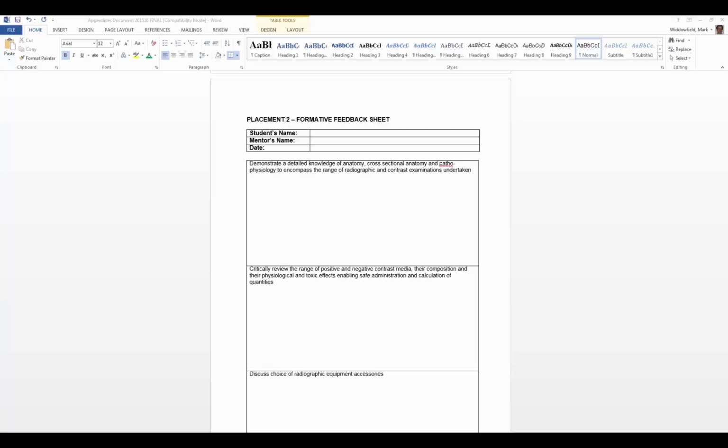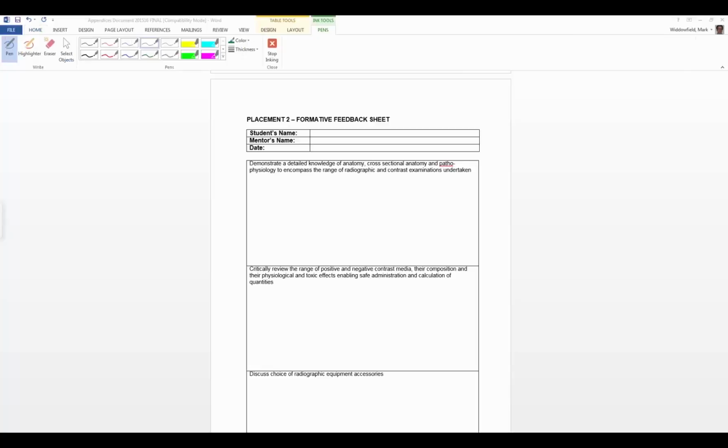Now, one of the things I think that sometimes happens with clinical placement 2 is that it's quite a portfolio heavy assessment, particularly around understanding contrast media, understanding all of the different drugs, etc. So it's quite a challenge for the mentor, this particular placement, in that it's not about observation per se, it's about demonstrating knowledge.